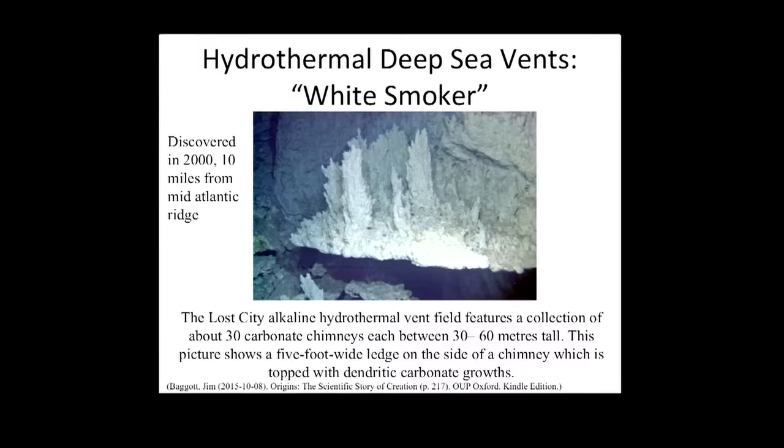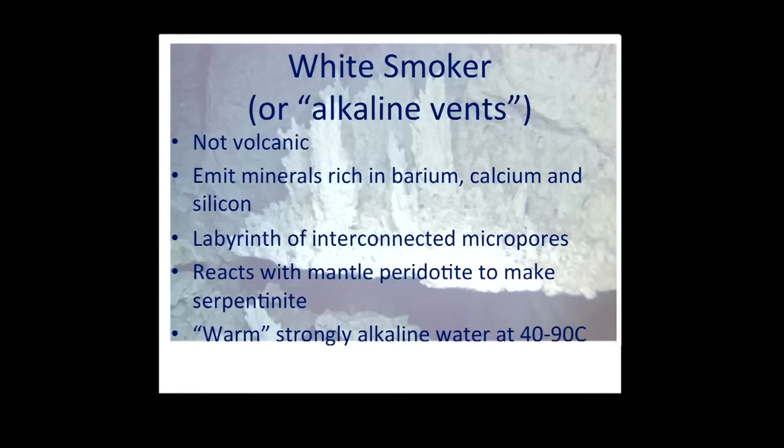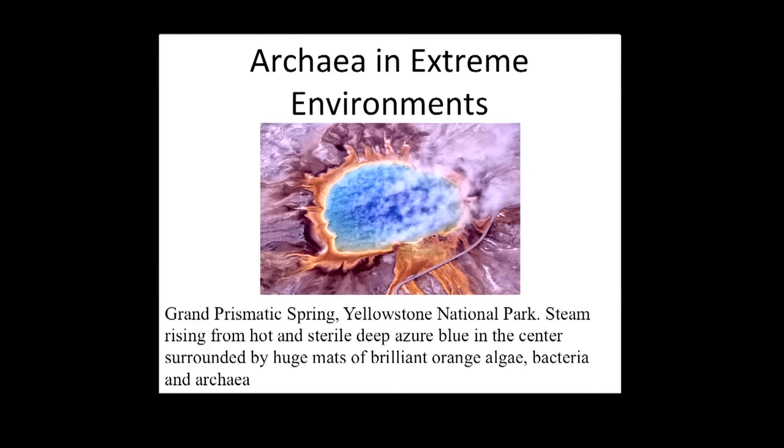And it's thought that the life that's here represents some of the organisms that we're familiar with. Lots of barium, calcium, silicon. They make serpentinite. This is a compound of iron and magnesium and barium and calcium that has green, looks like green snakes running through it. Today you can find these type of archaea in places like Yellowstone National Park.